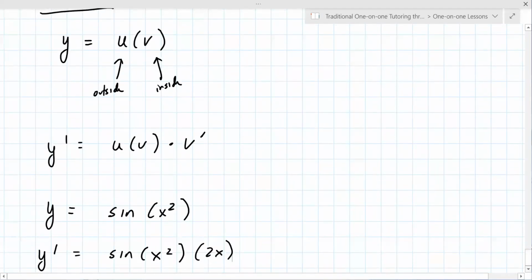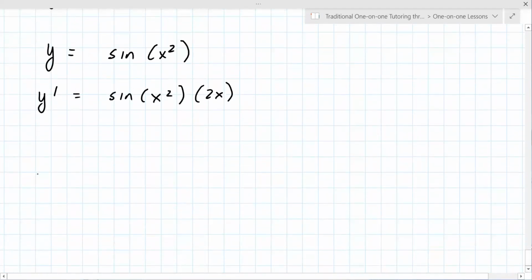Okay, so now we can say, this is an example here, y equals the natural log of 5x squared plus 1 over x. So the derivative is?